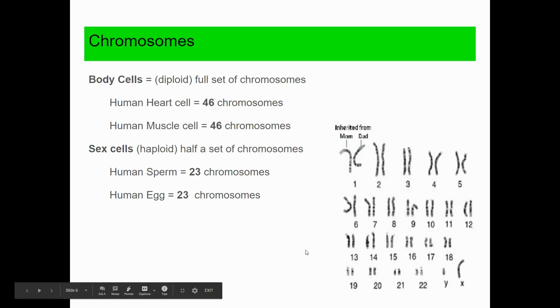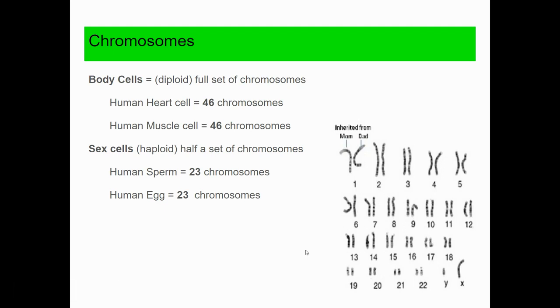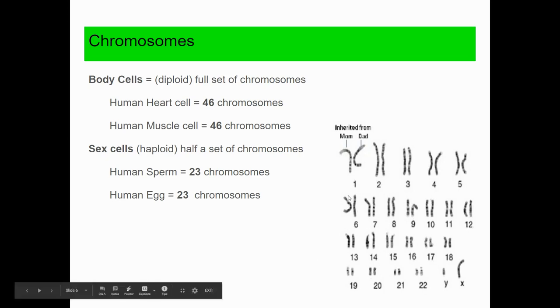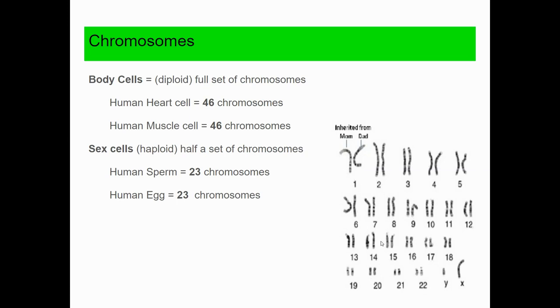So, when we talk about DNA, we are often talking about chromosomes. Body cells are diploid, which means they have a full set of chromosomes. So, for humans, a full set of chromosomes would be 46 chromosomes. And here they are all laid out. So, there are 23 pairs of chromosomes. They're all numbered down to 22.